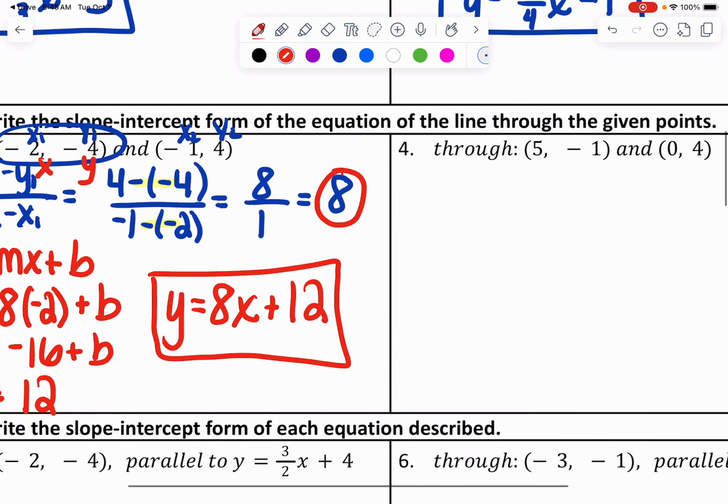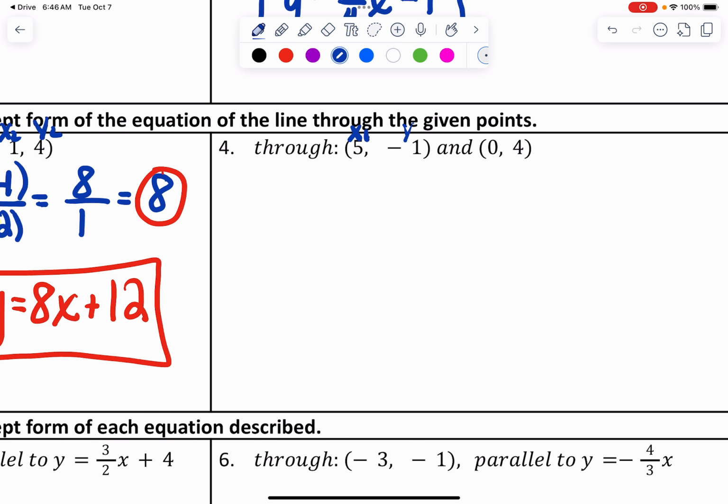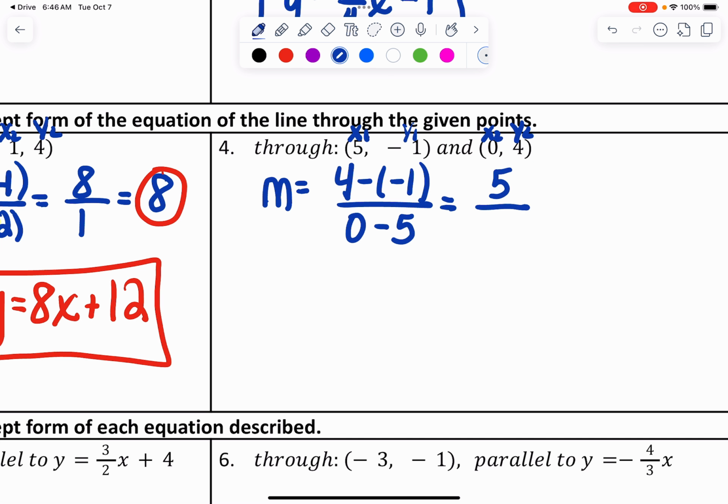Okay, let's try this one again. So again, find the slope. This is x1, y1. This is x2, y2. So it'd be m equals y2, 4 minus y1, -1, divided by x2, 0 minus x1, 5. So in other words, it would be positive 5 on top over, just be careful, it's 0 minus 5, be -5. And so your slope would be -1.